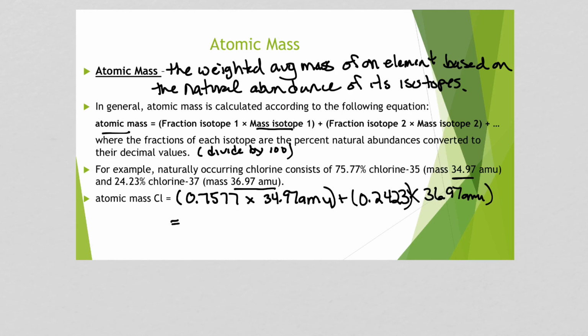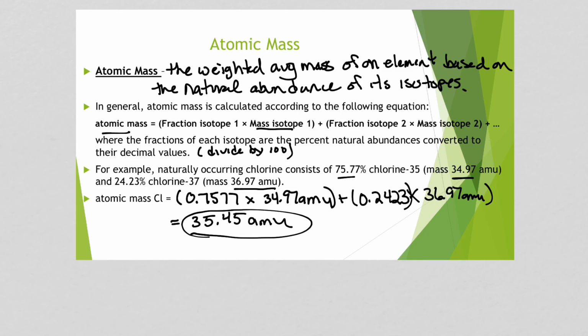If we do that math and add those together, the average atomic mass is 35.45 AMU. Now, notice 4 significant figures, because all of the data were given here. The percentages, the masses, all have 4 significant figures. Each of these calculations will have 4 significant figures, and we add them together. Everything goes to 2 decimal places, so we end up with an atomic mass that looks like that.